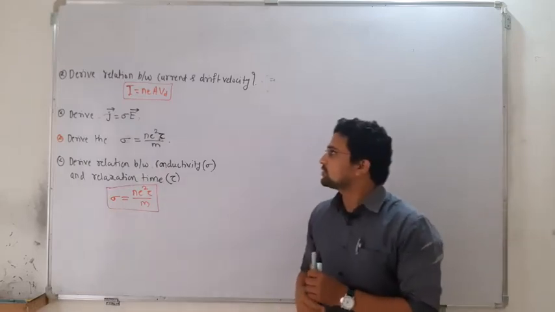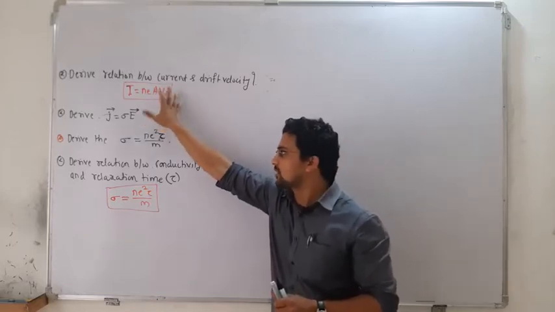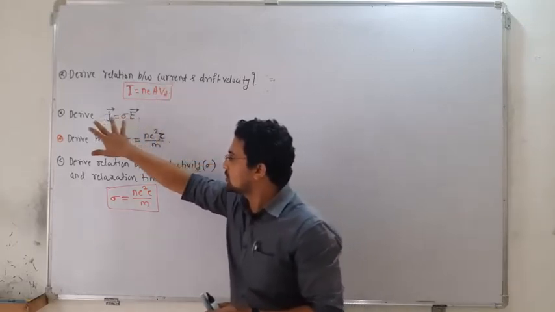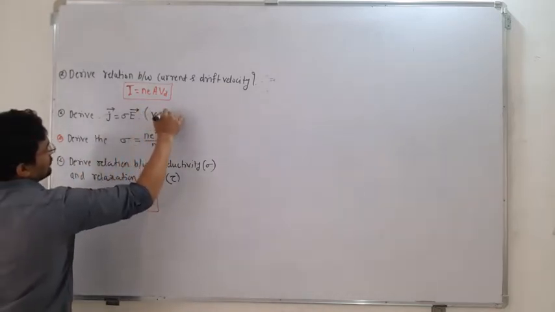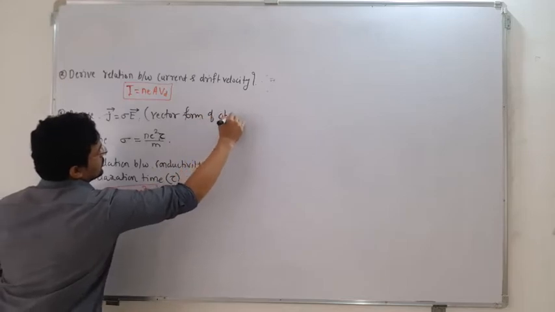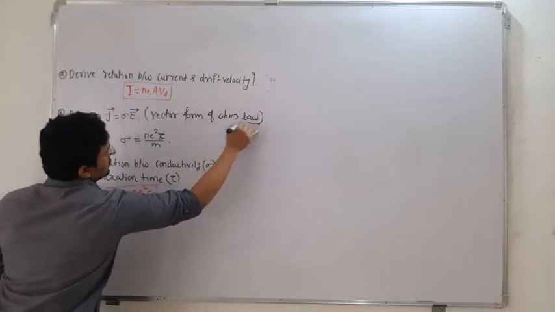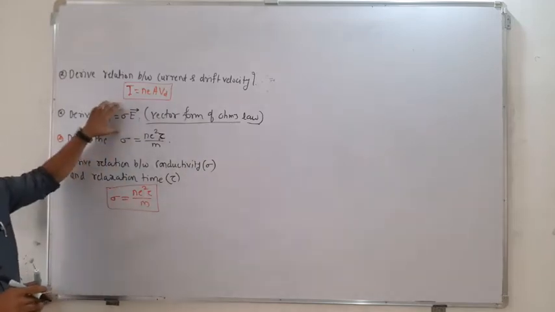Yesterday we started with a derivation, that is a relation between the drift velocity and the current. Then we got this expression. Actually, this is the vector form of Ohm's law. We are going to learn Ohm's law in the next chapter, but it is already derived.